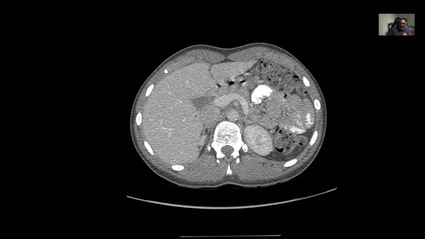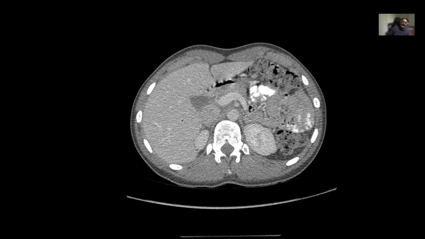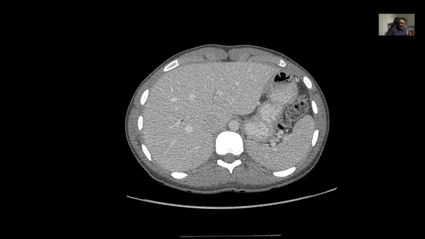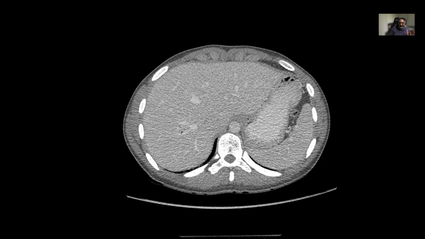Or when you go further down, you start seeing the gallbladder. Then you know you are below the portal vein level. But if you can't see the portal vein, then you're above the portal vein level. And especially if you can see these major veins, the hepatic veins, or if you can see the lung, then you are above the portal vein level.